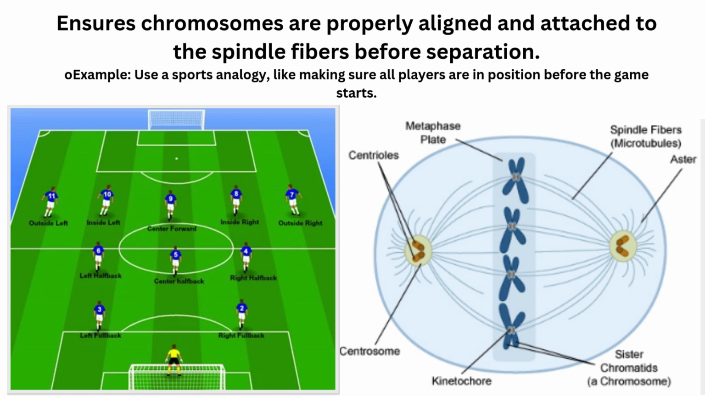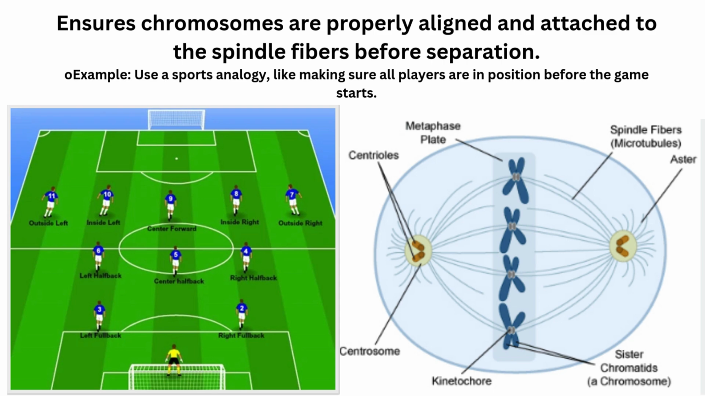To understand this, we can use a sports analogy, like making sure that all the players are in position before the game starts. Here we can see all the players in their specific positions before the game starts. Like that, all the sister chromatids are also correctly attached to the spindle microtubules. So we can understand easily from this.